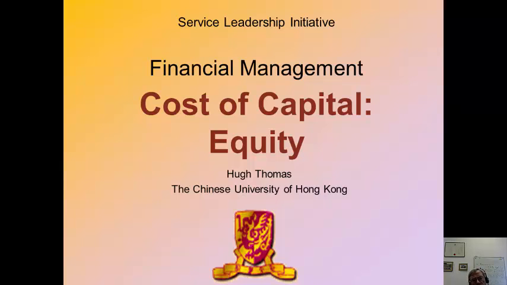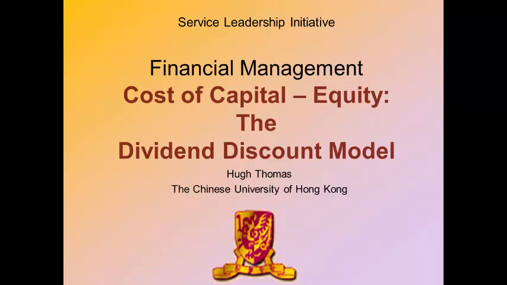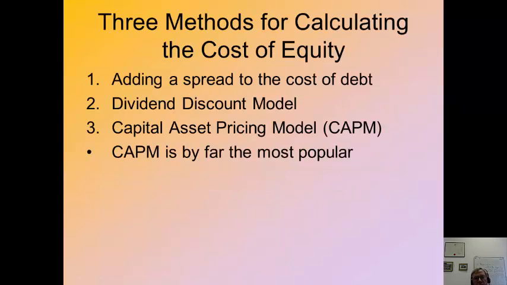I'd like to conclude our three-lecture series on the cost of capital by talking about perhaps the most contentious issue, the cost of equity. Basically, there are three methods that one can use to calculate the cost of equity: simply adding a spread to the cost of debt, the dividend discount model, and CAPM, the capital asset pricing model. Of these three, the capital asset pricing model is by far the most popular.